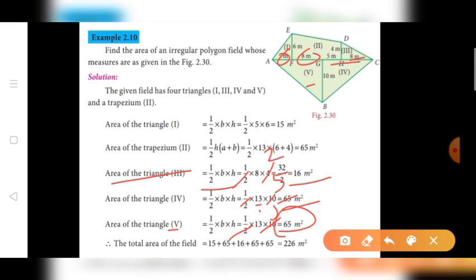Therefore total area of the field is equal to, add all the answers: 15 plus 65 plus 16 plus 65 plus 65, is equal to 226 meters square. Total area value is 226 meters square.